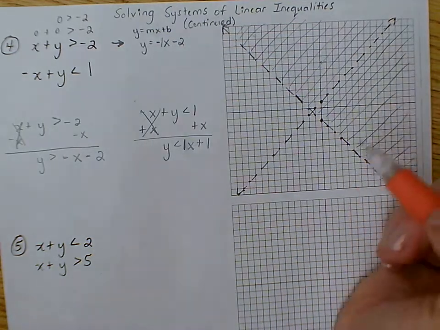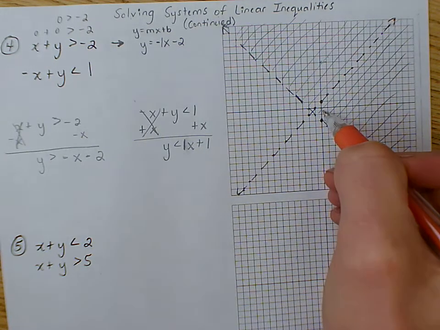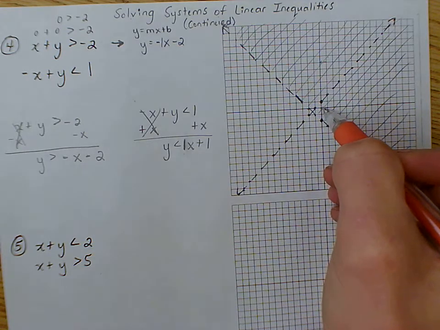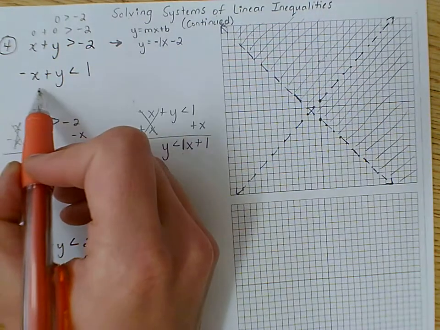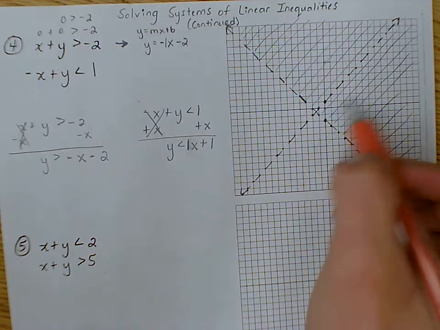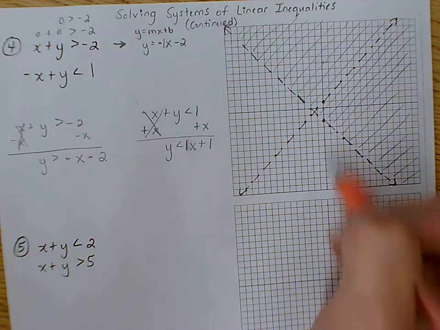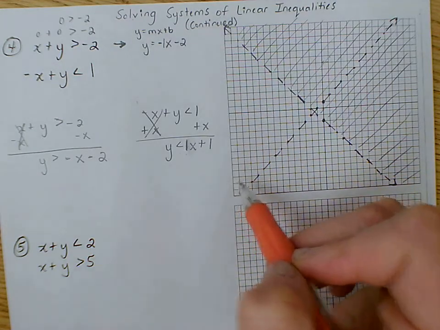Or, like I said, you could pick a point, and as long as the point isn't on the line, you could test it out. So if I picked the point (0, 0), it's not on that line, so I could plug it in just like I did the other one and see if it works out. If it works out in the equation, then I shade on the same side as the point. If it doesn't, then I shade on the opposite side of the point, okay?